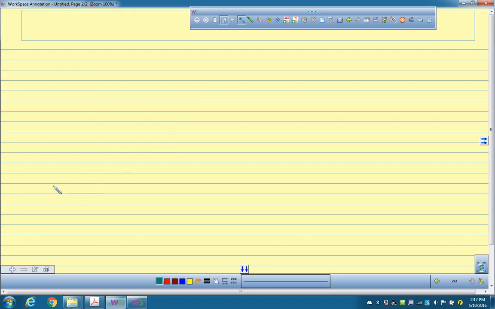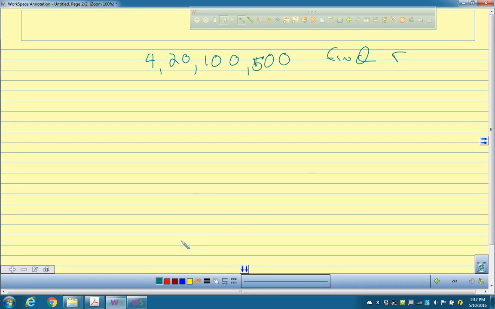So I have a sequence that's going like this: 4, 20, 100, 500. Find r. Piece of cake. That should take you 2 seconds.